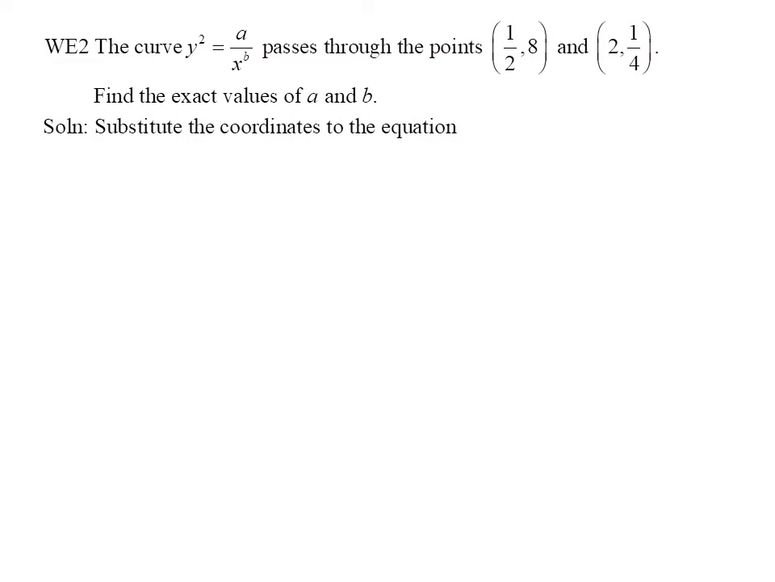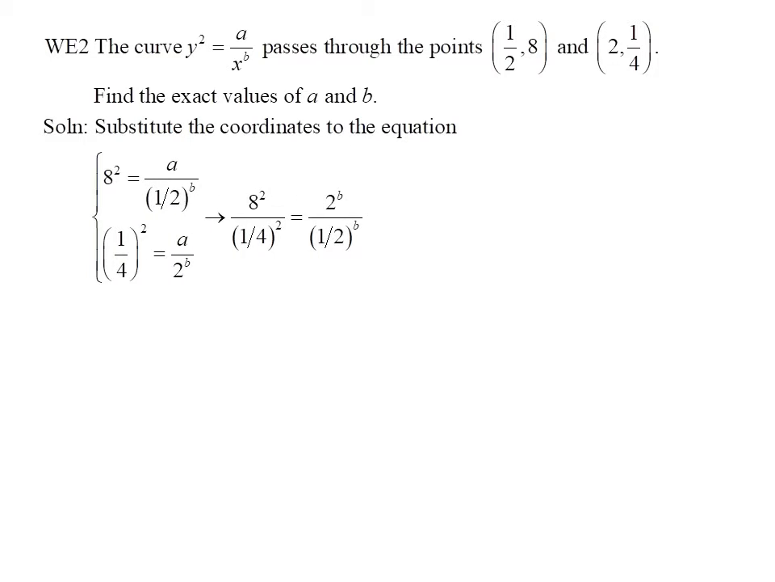According to the given criteria, we substitute the coordinates into the equation. So we have two simultaneous equations: 8 squared equals a over (1/2) to the b, and (1/4) squared equals a over 2 to the b. After solving the simultaneous equations, we find a equals 2 and b equals 5.